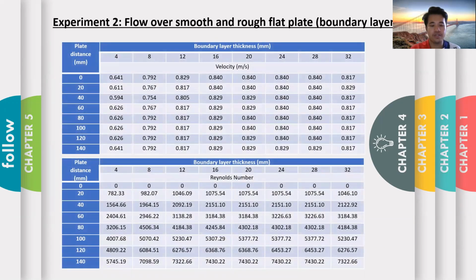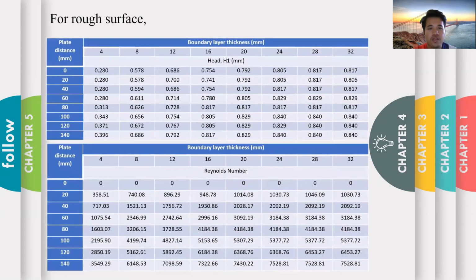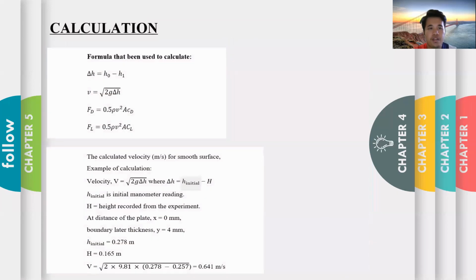Next we proceed to experiment 2, flow over smooth and rough flat plate. For the smooth plate, this is the result for velocity and the Reynolds number. Next, for the rough surface, this is the velocity and the Reynolds number. For the calculation, for experiment 1, we use the first formula in the first column to calculate the drag force and lift force. To find the velocity for smooth surface and rough surface, we use the second column.